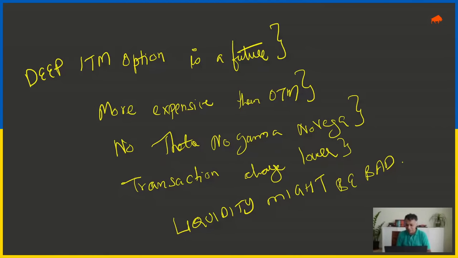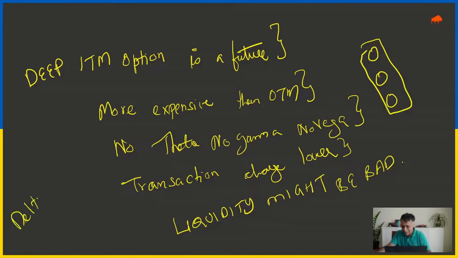Keyboard Warrior is saying WTF, all options have Greeks. No, bro, that's the thing. I know it's a new concept for a lot of people, but ITM options, deep ITM options have zero theta, zero vega, zero gamma. That is the reality of it. It has delta, and delta equal to 1.